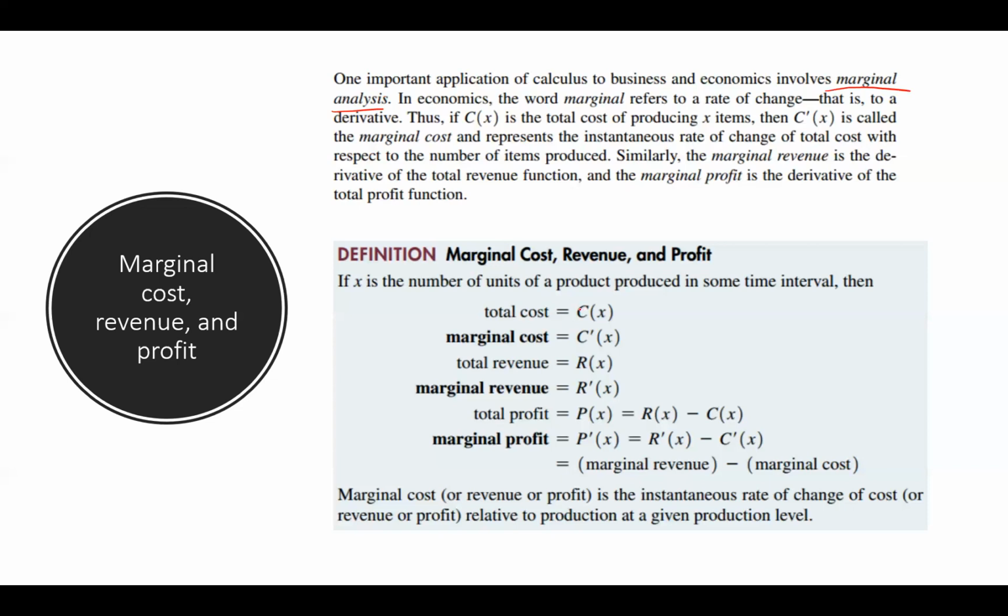For example, we have the total cost, C of x, and we can express the marginal cost just as the first derivative of the cost function. We have the revenue as well, with its first derivative. We have total profit expressed as the revenue minus the cost, and then we just take the first derivative to get the marginal revenue minus the marginal cost, all right?